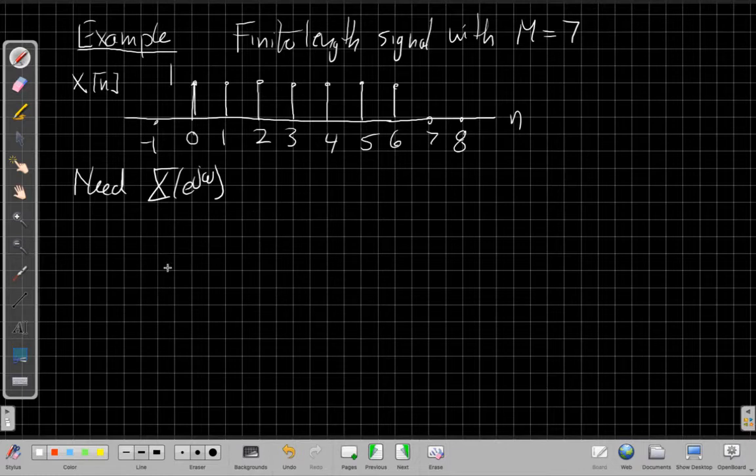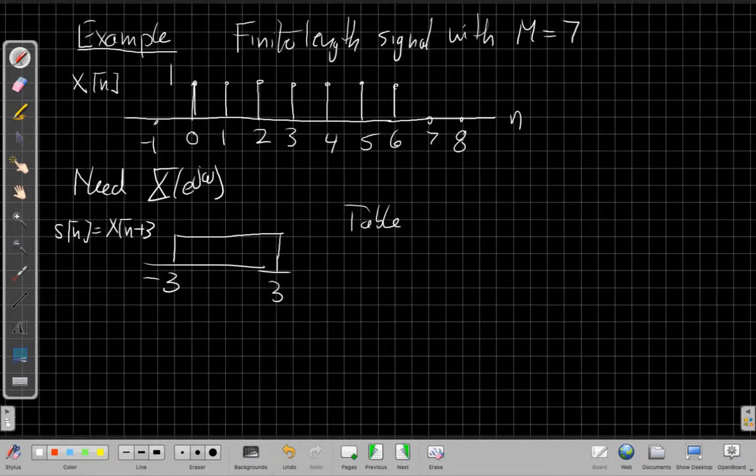The easiest way I know to do this is by using properties and well-known transforms. We could say, if I had this signal going from -3 to 3, then I know from the table of Fourier transforms in the book, let's say this is S of n equal to X of n plus 3. So I've moved X by 3 to the left, and now it's symmetric. We can look on the table, and we know that this Fourier transform would be sine of 7 halves omega over sine of omega over 2.